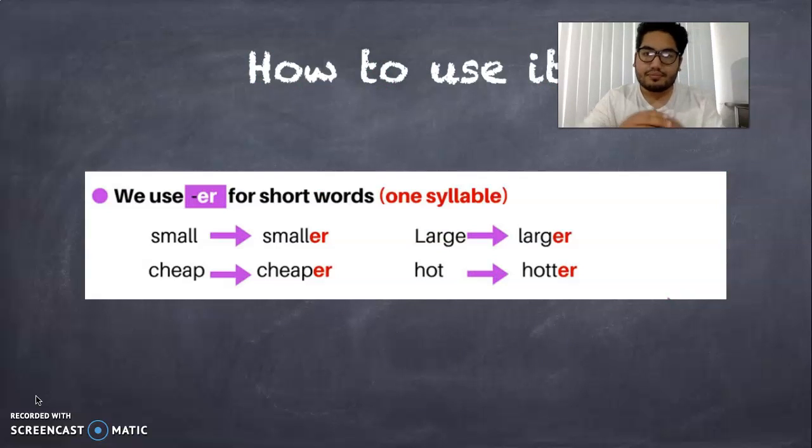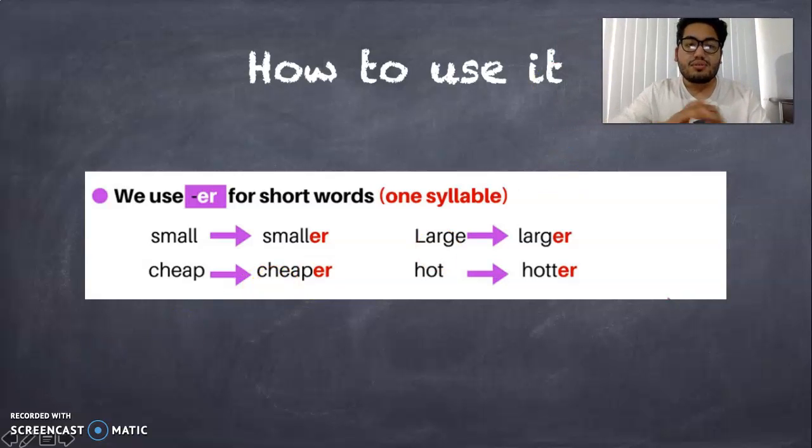For example, how do we use it? We use -er for short words that only have one syllable. So it will be small, smaller; cheap, cheaper; large, larger; hot, hotter. An example would be: Gabriel is smaller than me. So Gabriel is smaller than me. We're comparing myself and Gabriel, two persons.